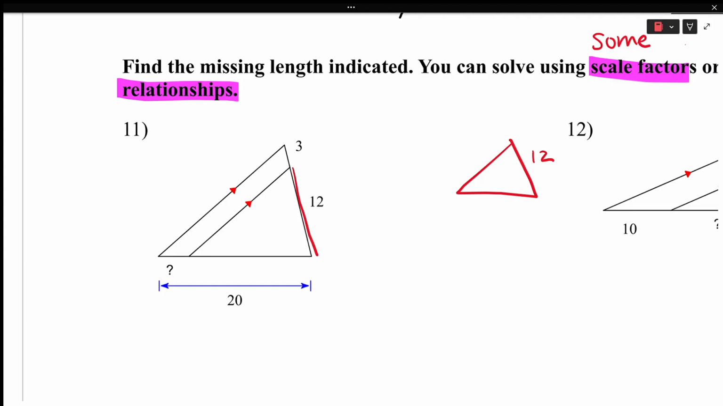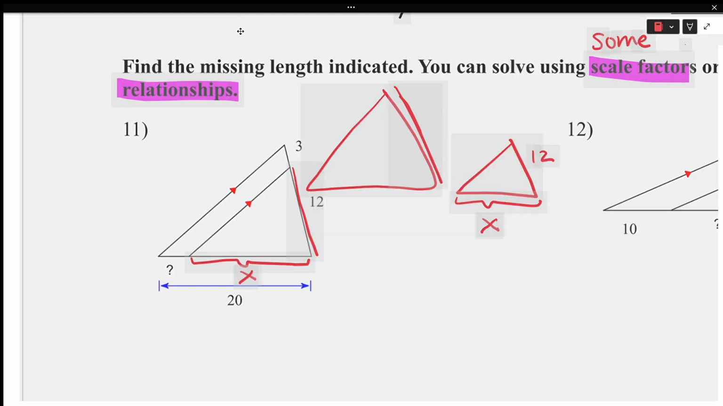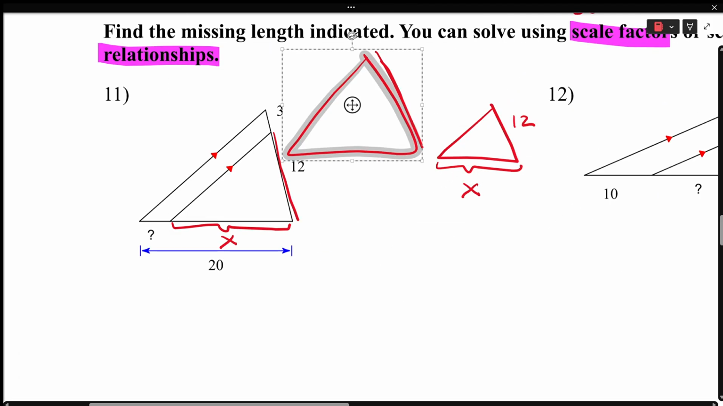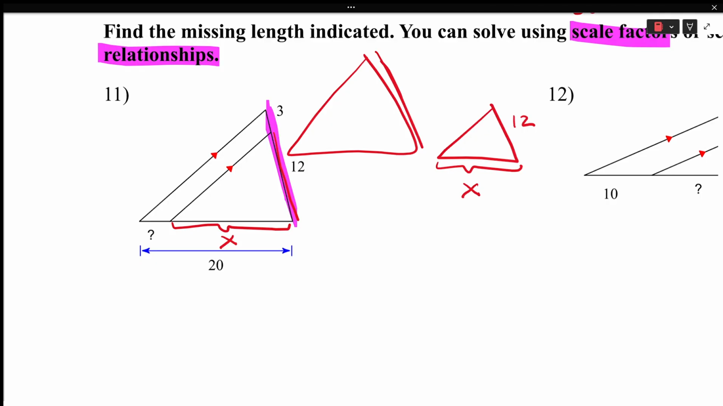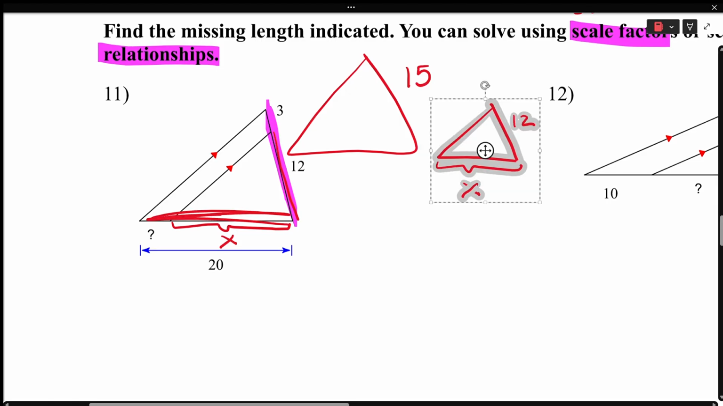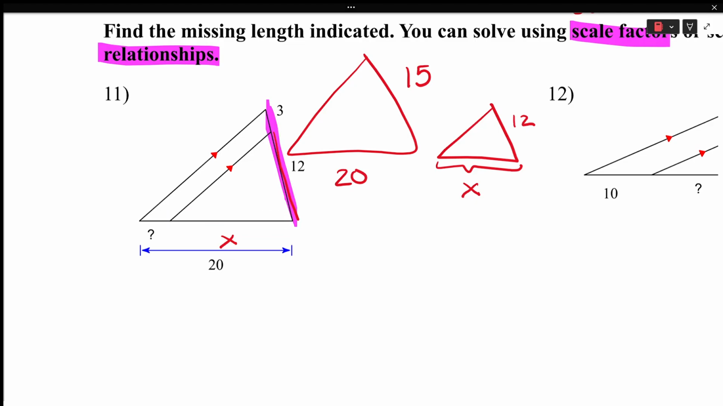I know this side is 12, so I'm going to put 12 here. I don't know this side yet, right? That's this side right here. Let's just call it X for now. And then I have the bigger triangle all together. So the bigger triangle, this side is going to be 3 and 12 together, right? Do you see that? So 3 plus 12, we know that's 15. And then all of the bottom side is 20. The entire bottom side is 20.